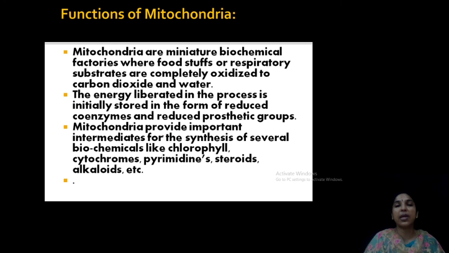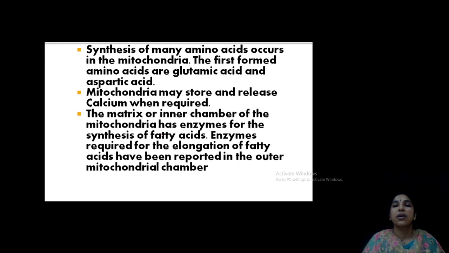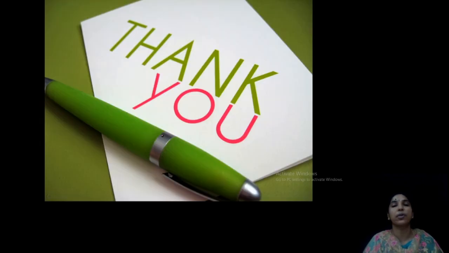The energy liberated in the process is stored in the form of reduced coenzymes, ATP, NADP, etc. So they provide important intermediates for the synthesis of several biochemicals like chlorophyll. Okay. Many of the amino acids are synthesized inside this, and they store and release calcium when required, and are also a factory of enzymes that synthesize fatty acids, and so on. So that's the function of mitochondria. Okay. So I hope you understood well about mitochondria.